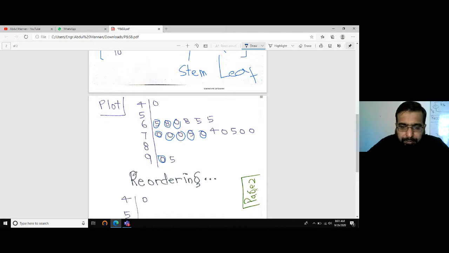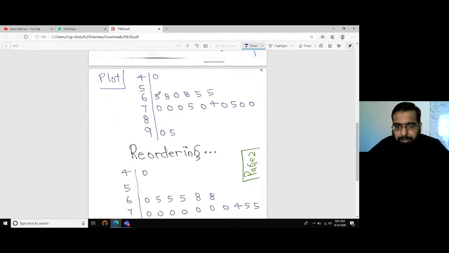Then the final part is that we have to reorder. Reordering means that on the right side of the table we see the numbers are not sorted. For example, in this row we have 5, 8, 0, 8, 5 and 5. We can optionally reorder this: 0 is the minimum number, then we have 3 instances of 5 and then 2 instances of 8.